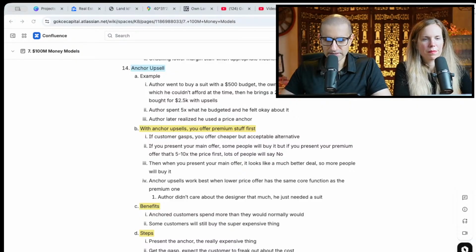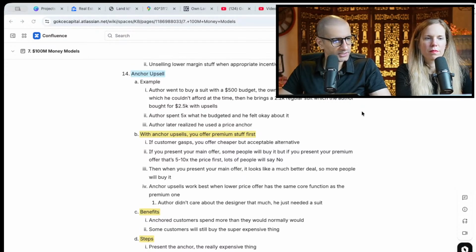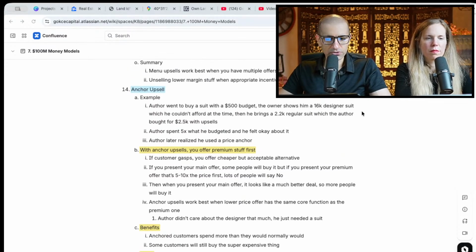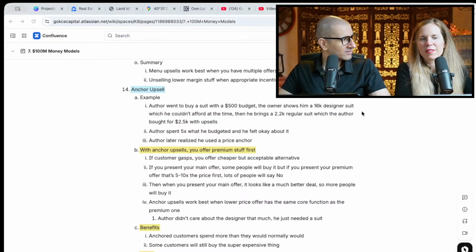All right, so let's get started. So the first one is the anchor upsell. He starts with an example. The author went to buy a suit with a $500 budget, and then the owner shows him a $16,000 designer suit, which he couldn't afford at that time. And then he sees it on his face, clearly can't afford it. So the owner then brings him a $2,200 regular suit, and the author is like, "Oh, that's much more affordable," and then he buys it.